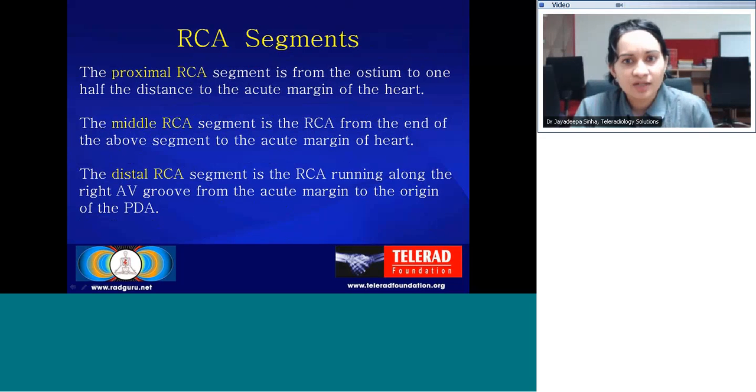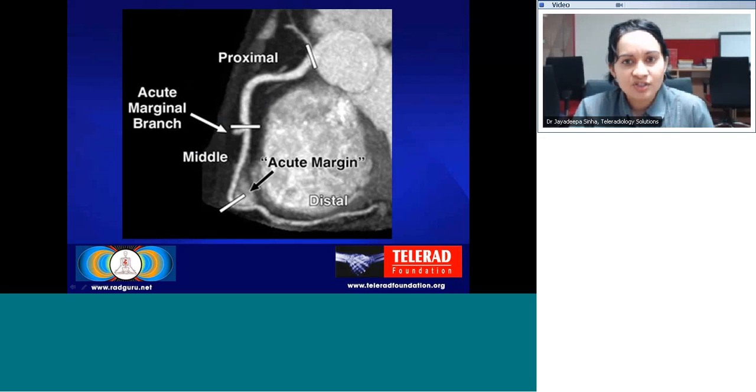Now coming to the RCA segments. Proximal RCA is that which arises from the coronary ostium up to the level of the acute marginal branch. The segment from the acute marginal branch till the acute margin of the heart, as we already showed in the earlier image, is the mid segment, and everything distally is the distal segment.